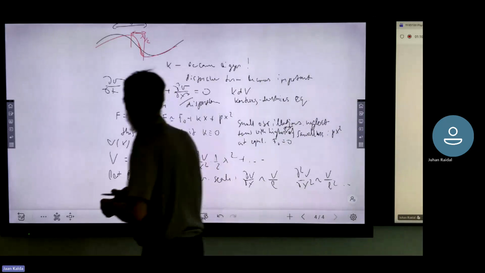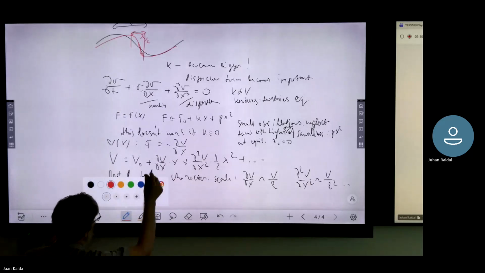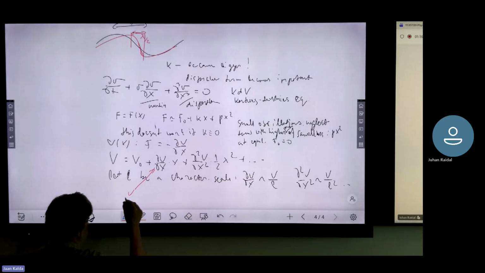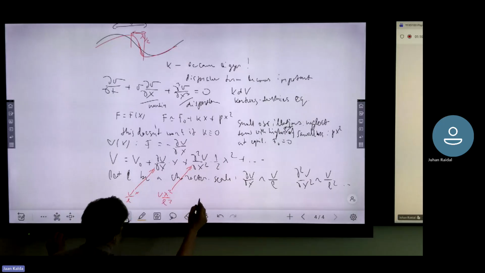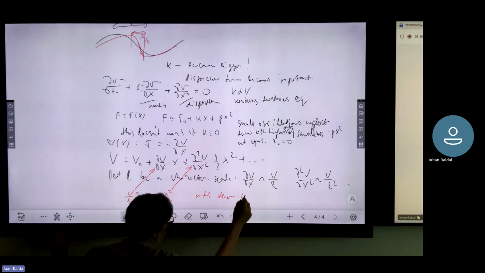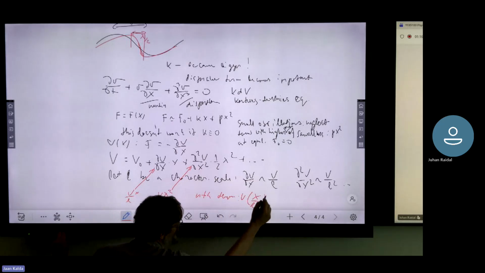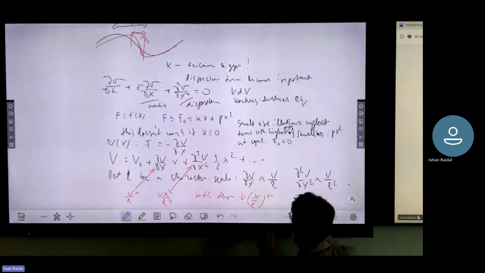And so the relative importance of terms now: we have this term here, which is V divided by L times x. That term here is V x squared over L squared, and so on. So our terms are of the order V times x over L to the power of n. Our small parameter epsilon equals x divided by L is a small parameter.